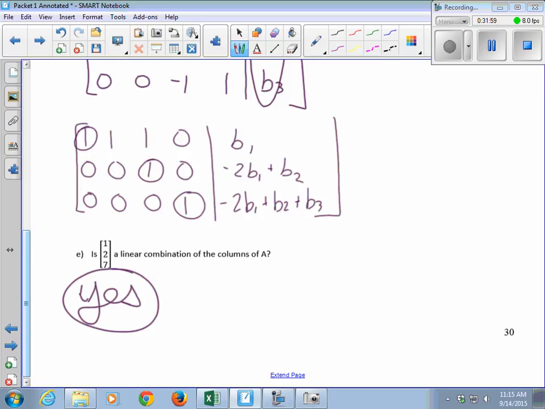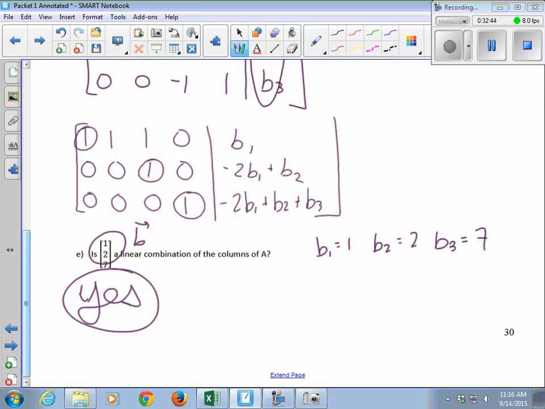On your quiz, I believe I did this. I asked, is this vector a linear combination of the columns of A? If no, explain why not. If yes, express it as a linear combination of the columns of A. So you have to throw the weights on. This would be your vector B. So how will we know what the weights are? Well, B1 is 1, B2 is 2, and B3 is 7, right?